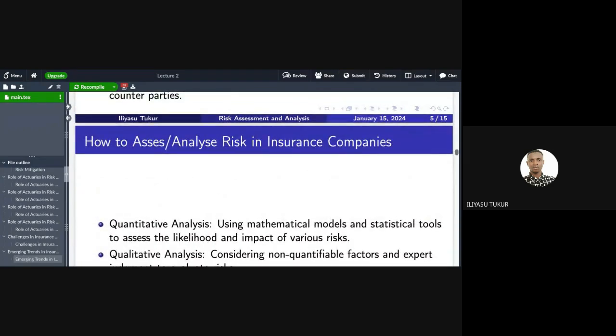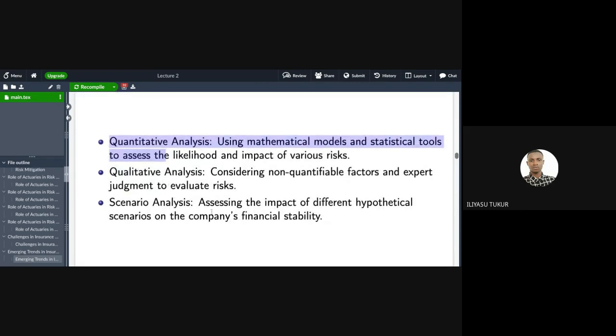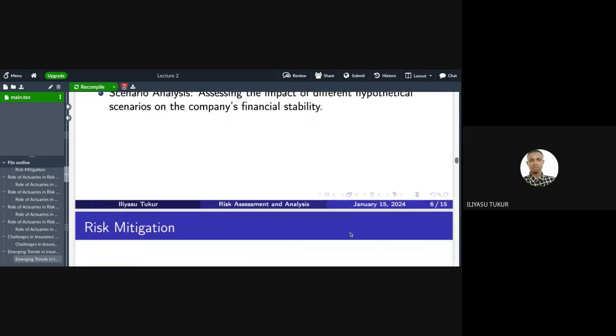Yeah. So how to assess and analyze risks in insurance? Like we mentioned earlier, we have two major ways of analyzing risks. First is quantitative, and the second is qualitative, which we already defined in our previous classes. The quantitative one will require a mathematical model, running some computer simulation and related models. Qualitative just considers non-quantifiable factors and expert judgment to evaluate risks. So we seek consultation. We use our previous experience, what happened in the past, and then make some judgment based on that information. This doesn't require any mathematical model. Then scenario analysis, assessing the impact of different hypothetical scenarios on the company's financial stability. Yeah, so all these are clear and they are kind of basic.